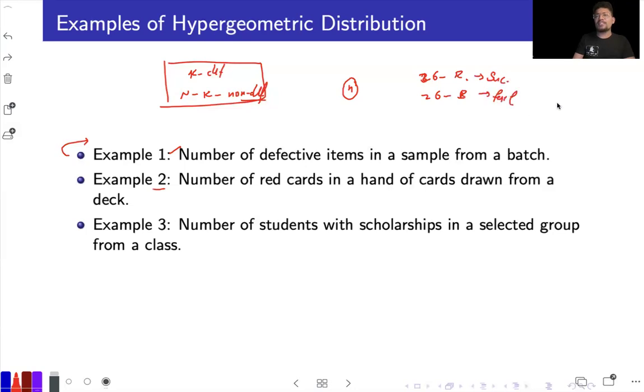So if you are taking out a sample of maybe 10 cards, then out of these 10 cards, there can be some success, there can be some failure. Again, a hypergeometric example. Then the third example that we can see is the number of students with scholarship in a selected group of a class. Again, the same thing. If you pick out some students in a class, then some students may have some kind of scholarship, other students may not have the scholarship, right? So these are again some examples of the hypergeometric distribution.